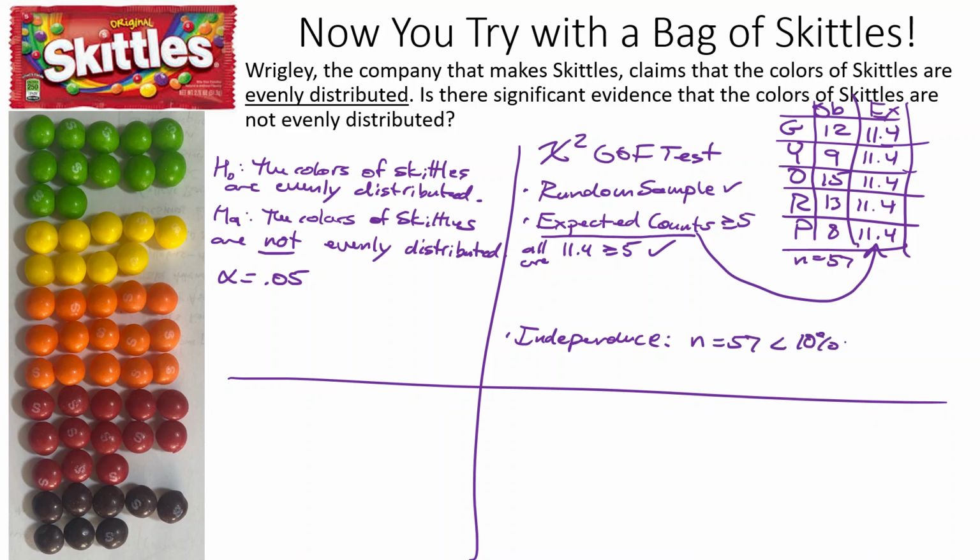57 is definitely less than 10% of all Skittles. There's more than 570 Skittles on Earth. In fact, I think I've eaten more than 570 Skittles, not all at once.